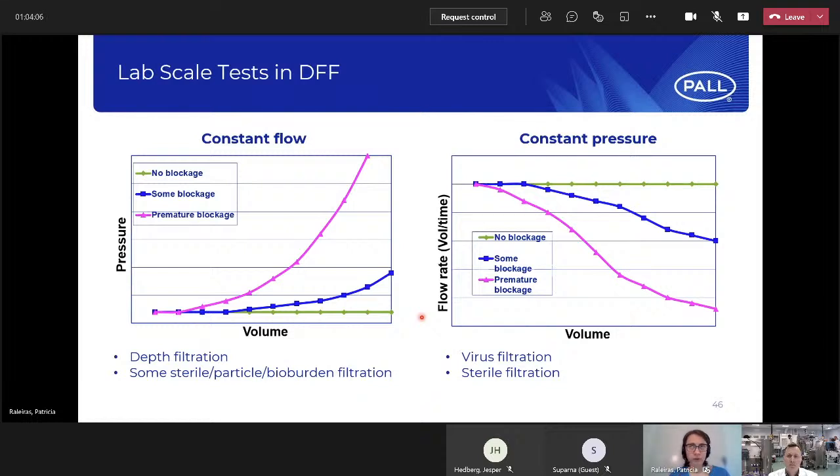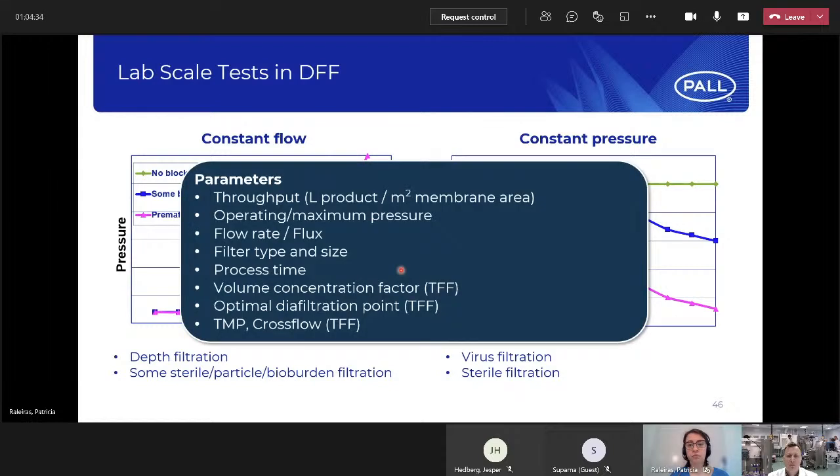Now, counterintuitively enough, you actually don't want to end up in a situation where you don't have any blockage at all. You should allow a little bit of blockage, because if you see that you don't have any blockage, then you might be using too much membrane area for your process, which worsens your process economy. So this is something to keep in mind: you don't need to have 100% performance. It can be just good enough.